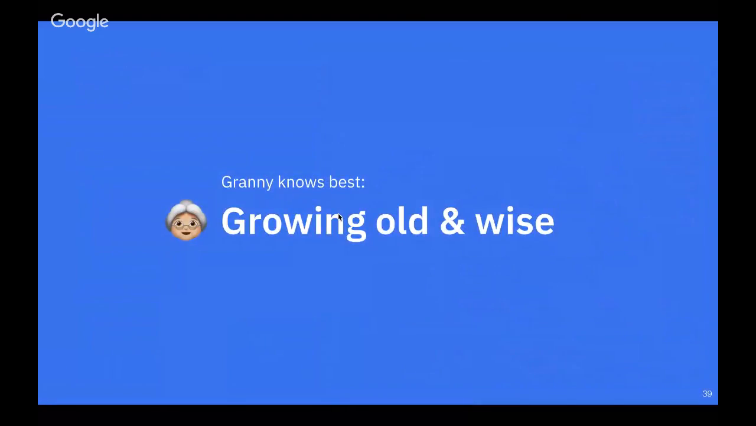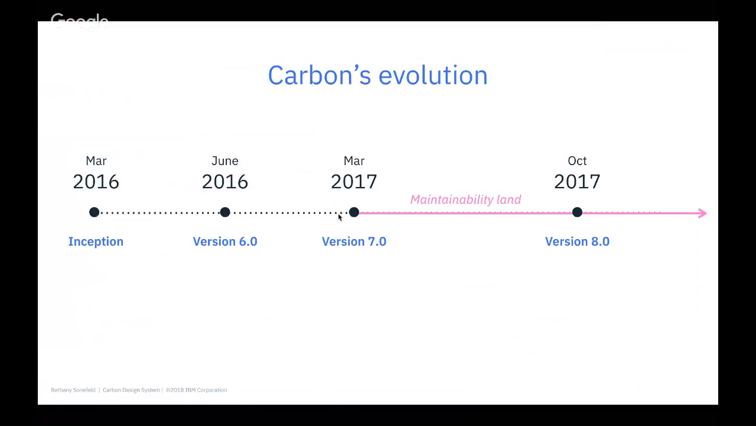And then lastly, it's funny that I say we're growing old and wise when in reality we've only been a design system for a year and a half, but I think technology moves so fast where I really feel like we're at the point in the design system where we're mature enough, where we're growing and scaling, and we're really outreaching to more and more product teams, which is super exciting. So we're still kind of in maintainability land, but in October of this year, we shipped version 8.